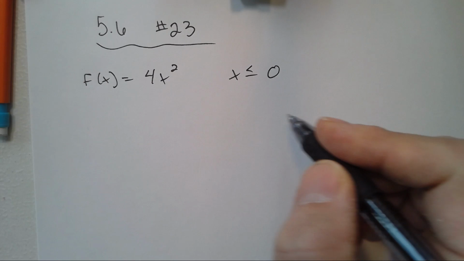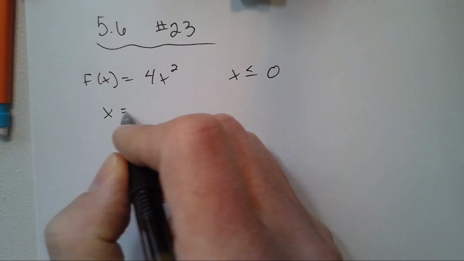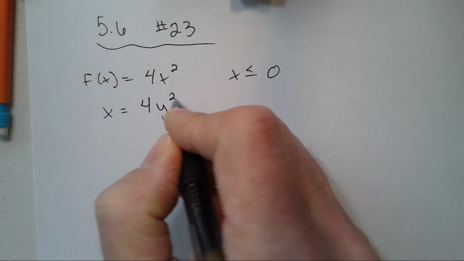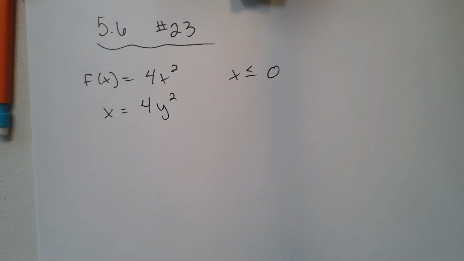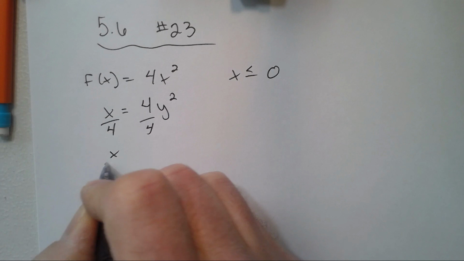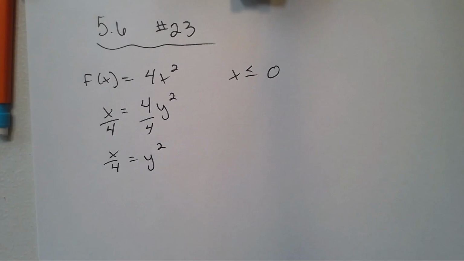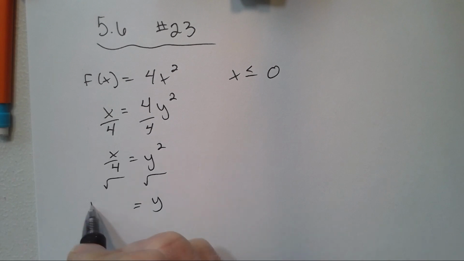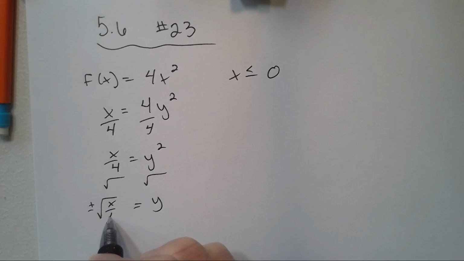So let's interchange x and y and then solve for y. So we're going to divide by 4. So x over 4 equals y squared. And you can take the square root. So y equals plus or minus the square root of x over 4. But we don't want both of them. We want just half of it.